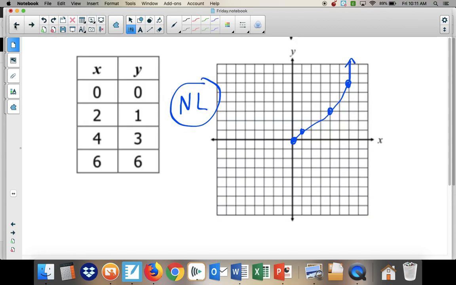All right, guys. So we have gone through how to look at a graph, how to look at points, and how to look at a graph equation in order to see if it is linear or nonlinear.